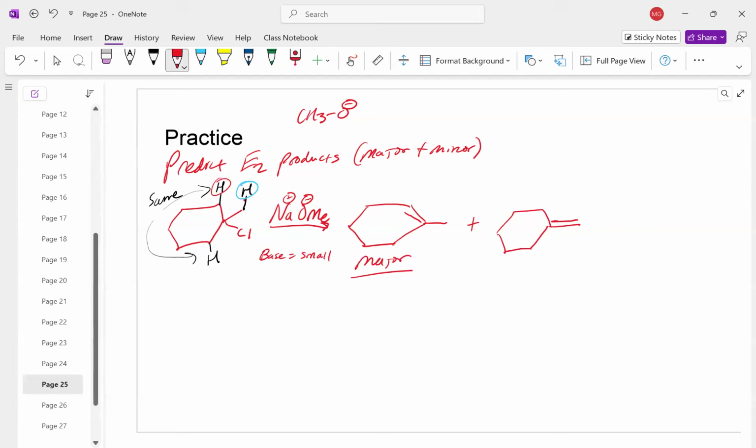Now it might form a little bit of the less stable product. We don't know how much, and I don't expect you to know percentages. I just want you to be able to recognize that one will be major and know which one's the major, and one will be minor. And again, know which one's the minor product.